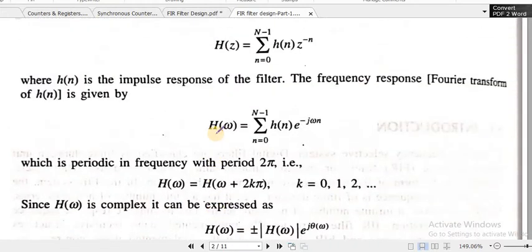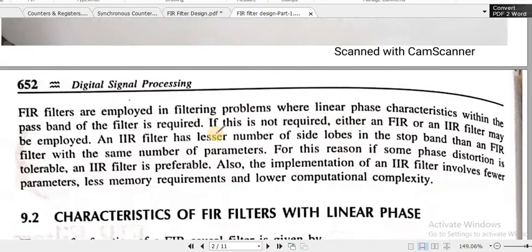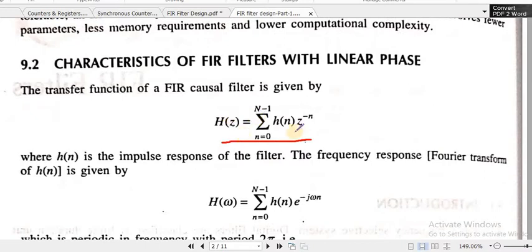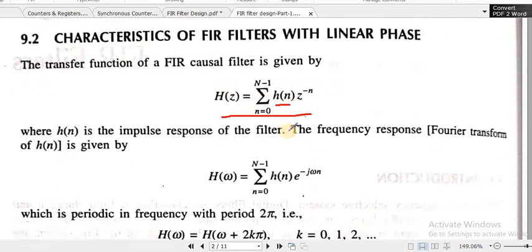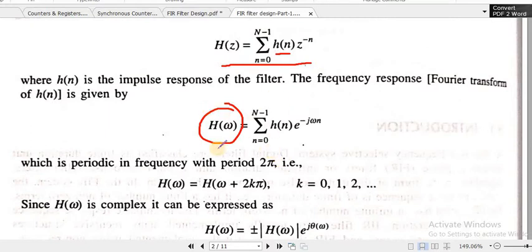Yes. So what are the characteristics? Before we go, this is the transfer function of the causal filter. Why is it causal? Because it is valid from 0 to N minus 1. So it's a finite duration. Obviously, H of z is finite duration, and h of n is the impulse response. And if we calculate H of omega, that means if we calculate the DTFT of that, we take the Fourier transform of this.